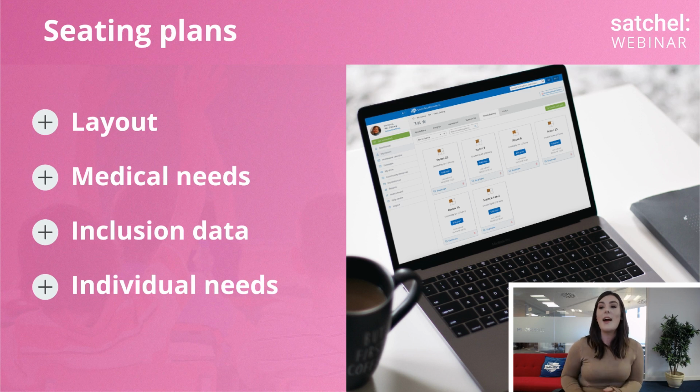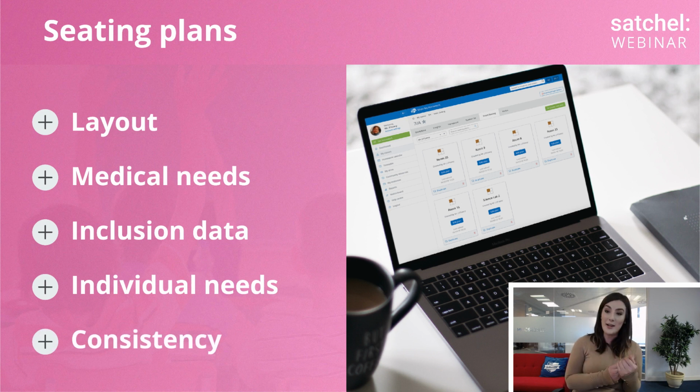And finally, consistency. So seating plans are difficult to master and they do require a lot of trial and error. Sharing notes and experiences with your colleagues though can be really helpful. You can see what's gone particularly well for them and what's gone particularly well for you, and you can kind of find some happy mediums there.